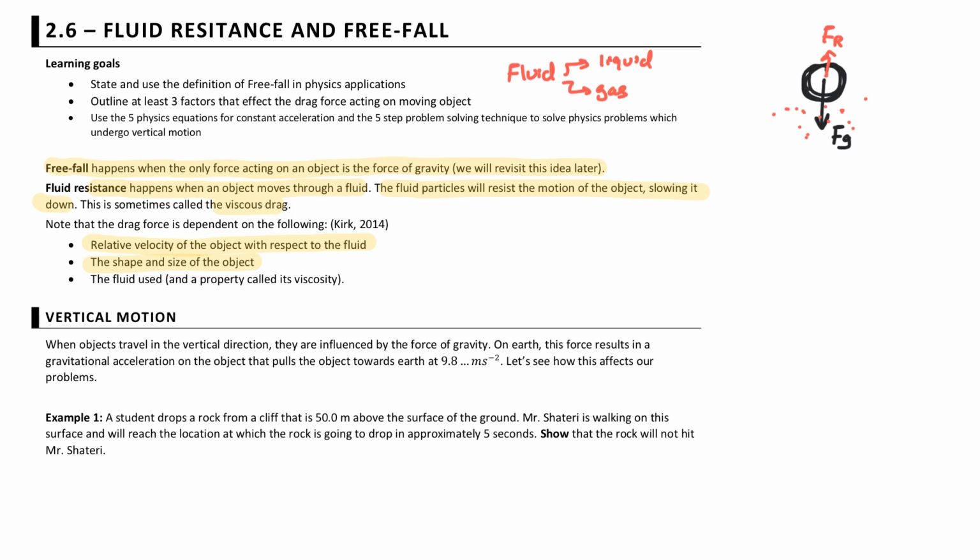And finally, the fluid used is also very important. So a property called viscosity. We're not going to go into that much detail on that right now, but for now, just think of another property, which is the density. So if, for example, you have air, if the air density is high, the particles are closer to each other, and it will cause more resistance. If the density is lower, they'll be further away from each other, and there's going to be less collision and therefore less resistance. And that is what fluid resistance is all about.